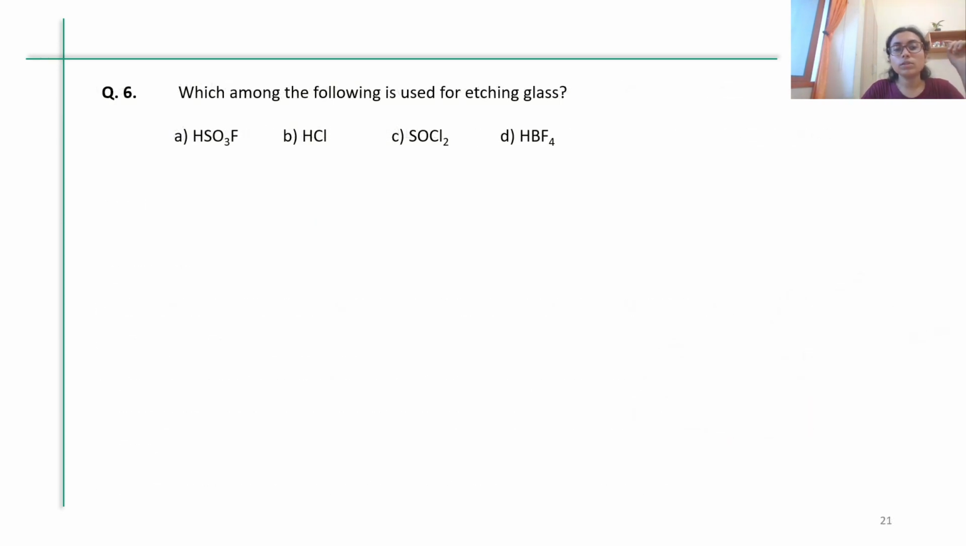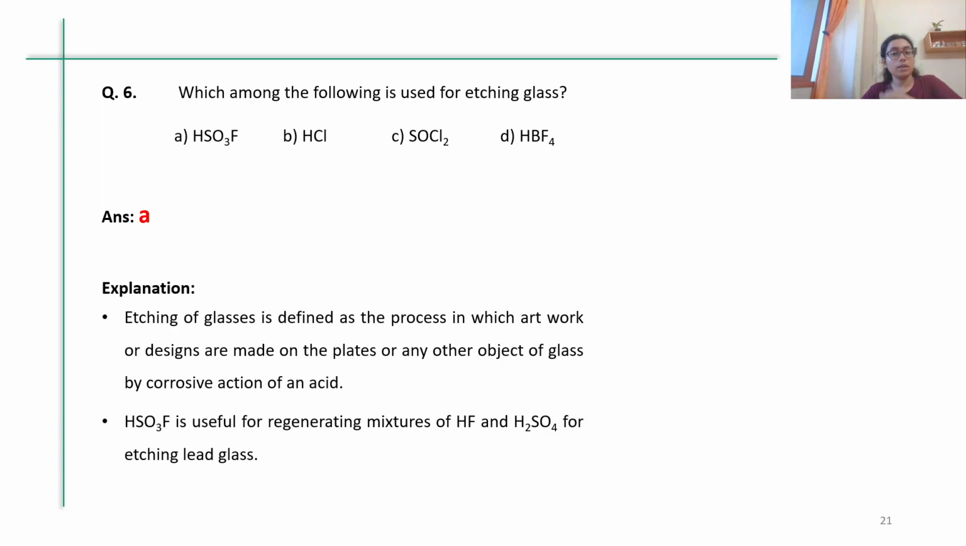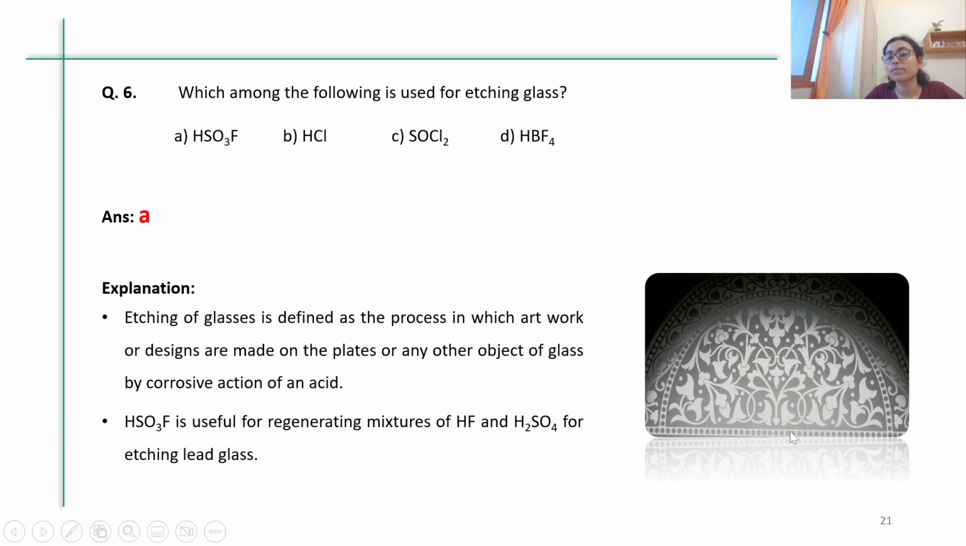Then which among the following is used for etching glass? HSO3F, HCl, SOCl2, HBF4. Correct answer is A, HSO3F, fluorosulfonic acid. So etching of glass means a process of making some art by the corrosive reaction of some acid or bases on some surface, for example here on the surface of glass. So by corrosive action of some acid we are making some art on glass, because HSO3F, fluorosulfonic acid, is a very powerful acid, so it can corrode the glass surface very effectively, which is useful for etching of lead glass. So this is how it looks, etching of glass to make some art on glass surface. So we will use fluorosulfonic acid.